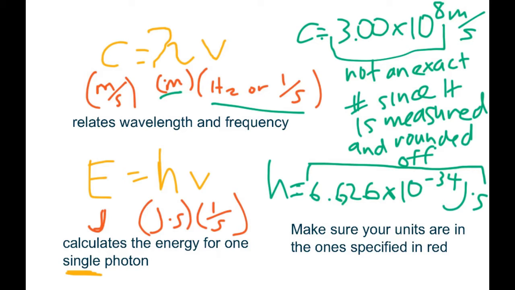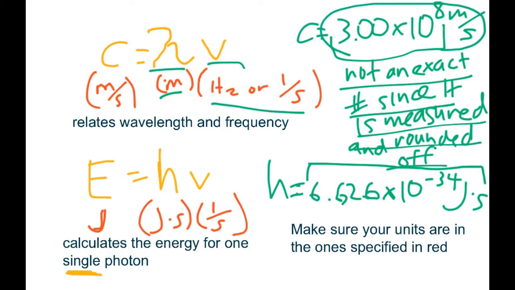And for this reason, the speed of light, in this case, is not an exact number, since it is measured by scientists and rounded off. Now, this relationship here says that if you multiply the wavelength in meters and the frequency in hertz, then they will multiply up to 3.00 times 10 to the 8 meters per second.